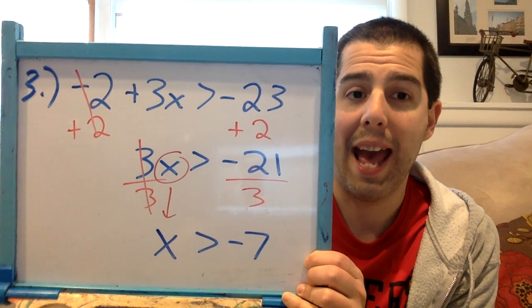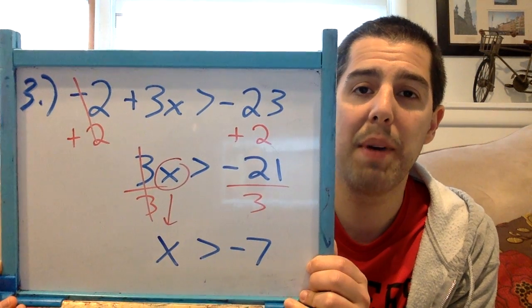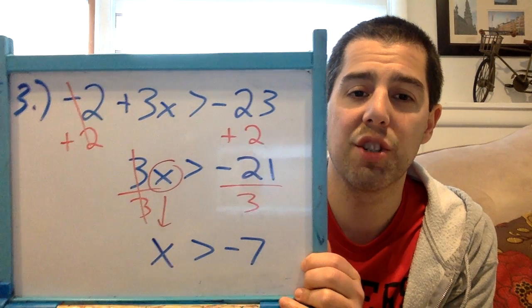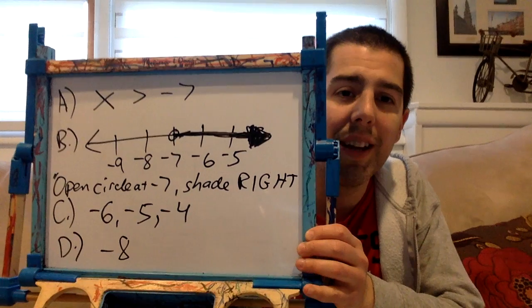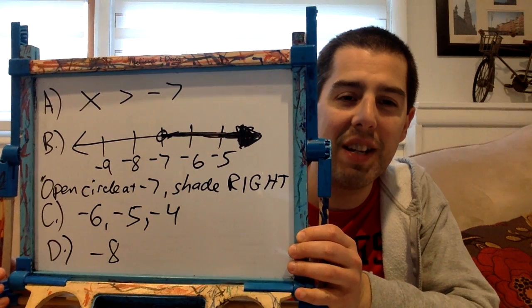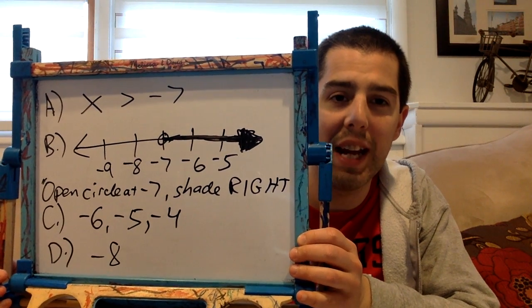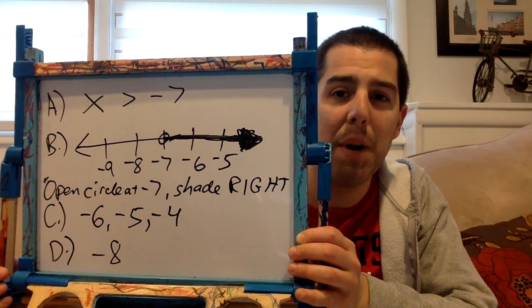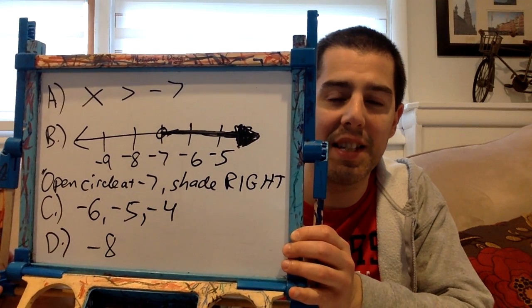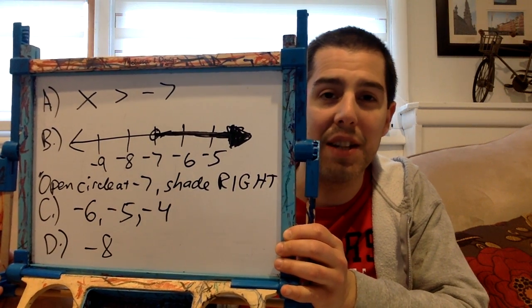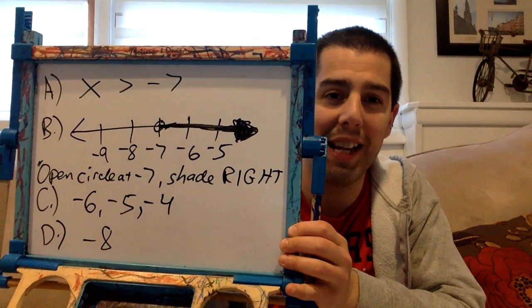Number 3, add 2 to both sides. Divide by 3 on both sides. X is greater than -7. If x is greater than -7, make the open circle at -7 and shade right. Possible solutions would be -6, -5, -4, and a solution that does not fit the inequality is -8.